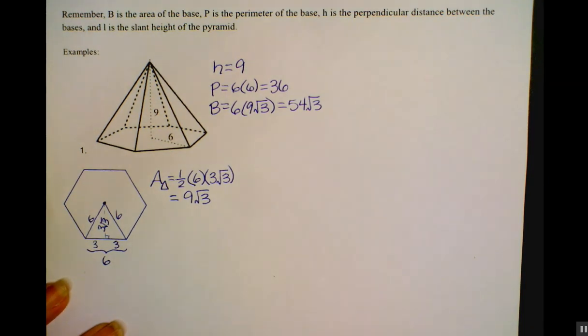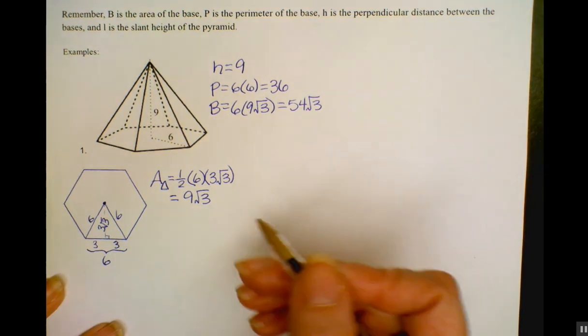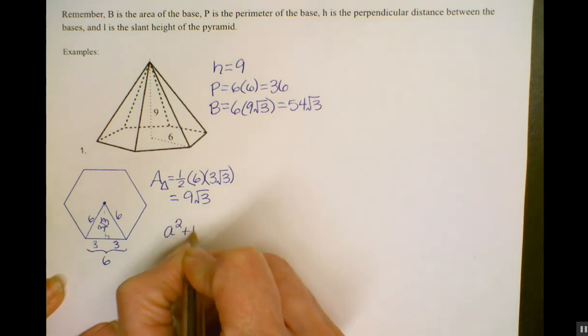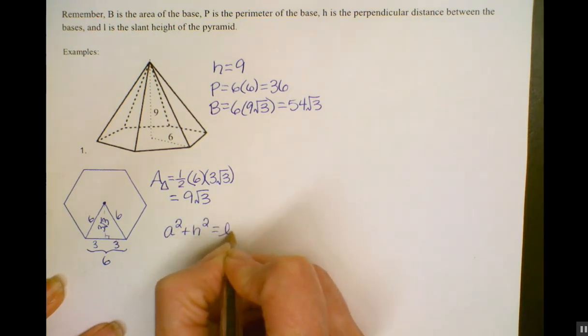And the last thing that we need to find, and this is so that we can use it for our surface area, is the value of L. To do that, we go back to our Pythagorean theorem. The apothem squared plus the height squared is equal to the slant height squared.